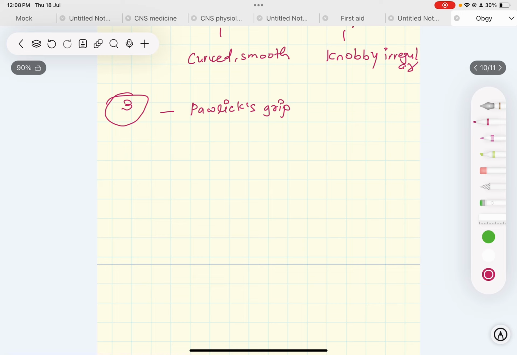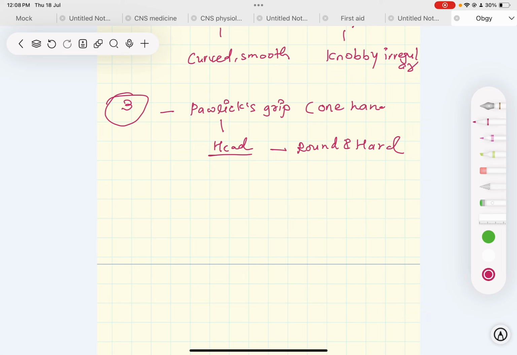Now by the pelvic grip, what we are doing, we are placing one hand at the pelvic part, and mostly it is going to be the head, so it will be round and hard, and here just one hand is used. This we have to remember.